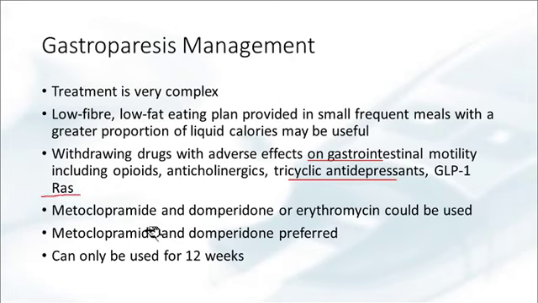And then we can either treat with metoclopramide, domperidone, or erythromycin, because all of these will hasten gastric emptying. The preferred treatment, of course, is either metoclopramide or domperidone. Metoclopramide at a dose of 10 milligrams TDS. We can generally try, but these can only be used for a maximum period of 12 weeks.